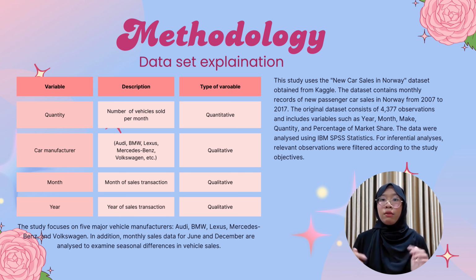For this study, we focus only on 5 manufacturers: Audi, BMW, Lexus, Mercedes-Benz, and Volkswagen. We also selected data for June and December to analyze the seasonal difference in monthly sales.